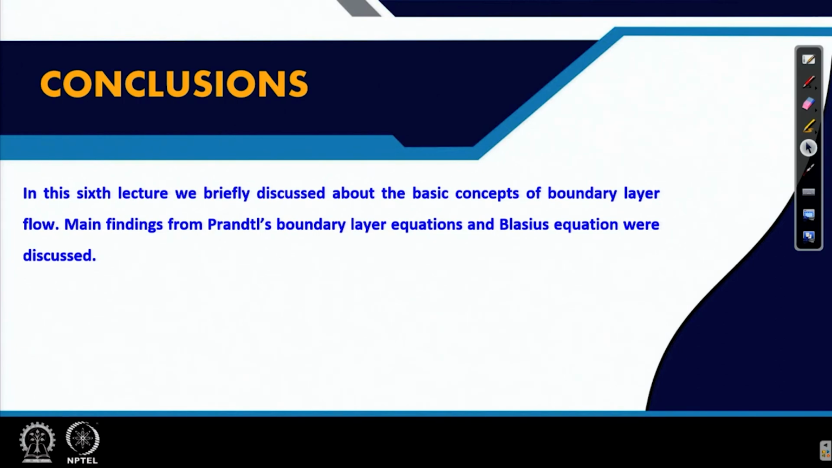So, in this lecture, we briefly discussed the basic concept of boundary layer flow, and we have talked about the main findings from Prandtl's boundary layer equations and Blasius equation, and in the subsequent lecture we will discuss further on the displacement thickness.